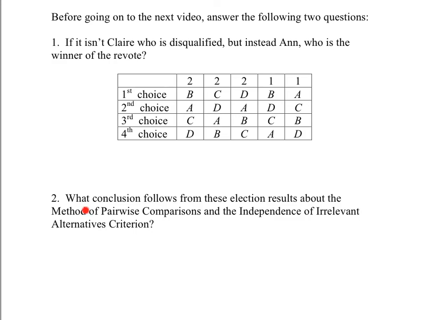The second question is, what conclusion follows from this latest election result about the method of pairwise comparisons and the independence of irrelevant alternatives criterion? In other words, not the previous election before and election after, but this election before and election after, with Anne disqualified. What does that tell you about the I.I.A. criterion?